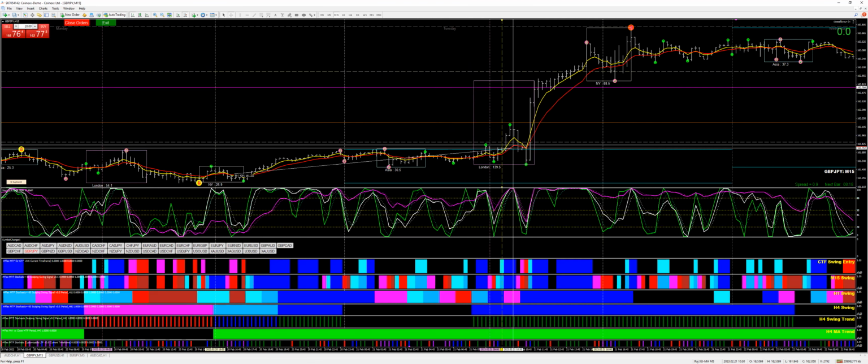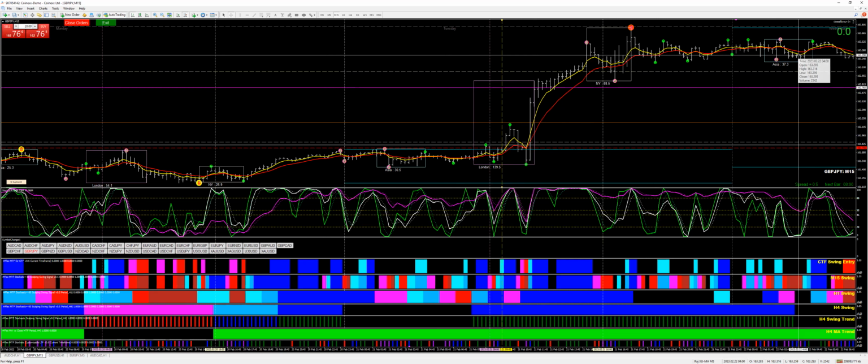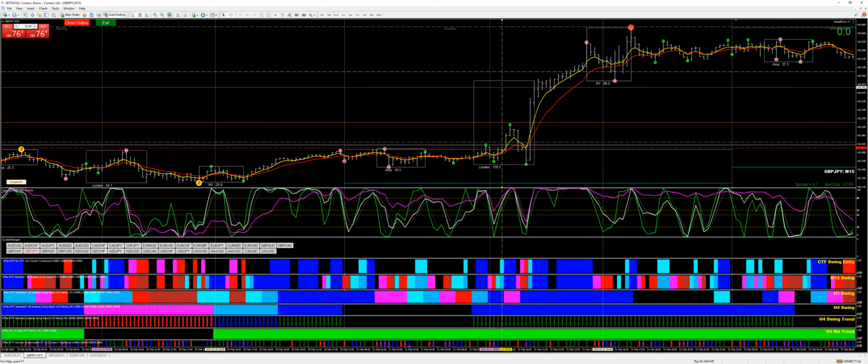And this is a 57 pip stop loss, right? Price didn't come close to it, right? So it's not like you're actually risking that money. And here's your exit somewhere in here. Actually somewhere in here, right? 4 hour. And that's 154 pips.